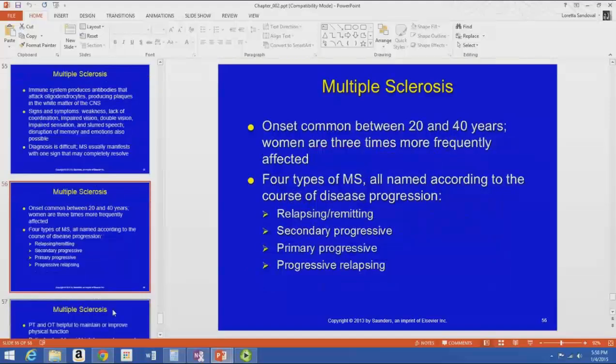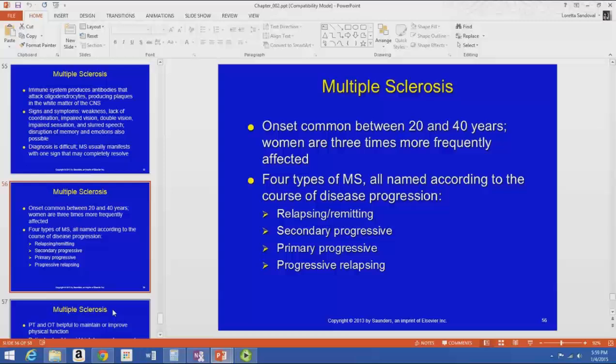So with MS, the onset is commonly between 20 and 40 years. Women are affected more frequently than men, although I've worked with plenty of men with MS. There are 4 different types that are named according to the disease progression. The most common is relapsing remitting, where you have an acute relapse where the symptoms get a lot worse, they require acute treatment, and then it remits and you get back to relatively normal.